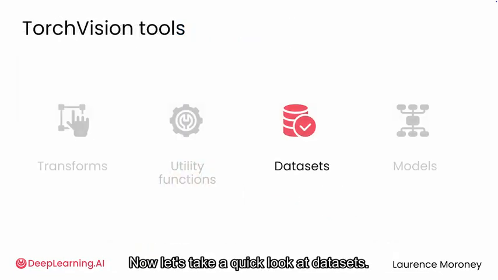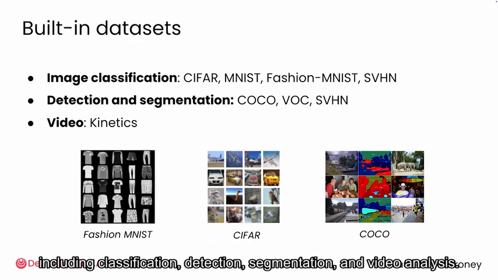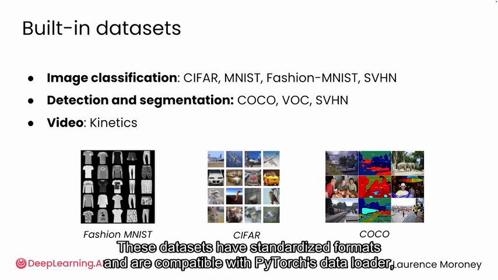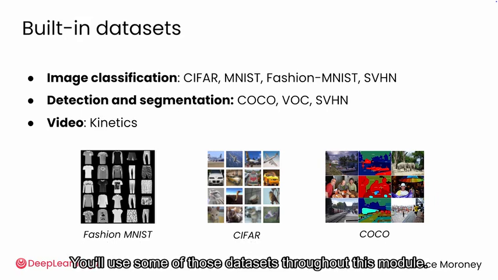Now let's take a quick look at datasets. TorchVision includes ready-to-use datasets for various computer vision tasks, including classification, detection, segmentation, and video analysis. These datasets have standardized formats and are compatible with PyTorch's data loader, which eliminates the need for manual file downloads, extraction, or even custom parser writing. You'll use some of those datasets throughout this module.